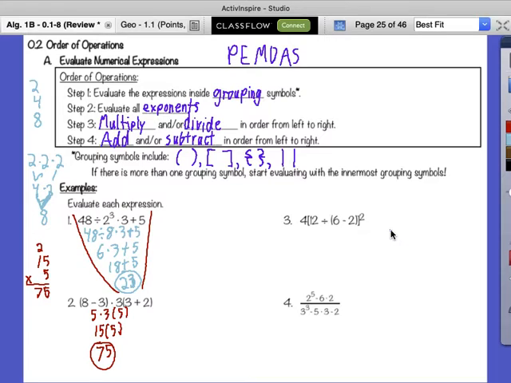So let's talk about number 3 on here. Thank you, Reagan. So 4 times the quantity of 12 divided by 6 minus 2, all being squared. So what comes first here? The very most innermost parenthesis, right? So we do the 6 minus 2. So we still have this 4 here. We still have this bracket. We still have this 12. We still have to divide. 6 minus 2 is 4.